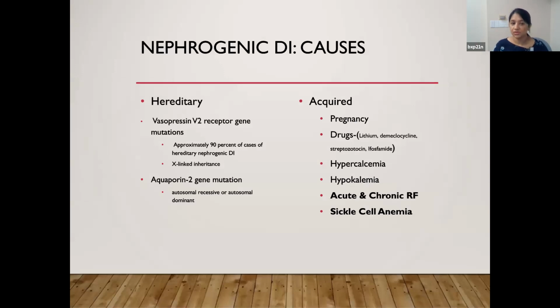So here, hereditary, you could have a V2 receptor gene mutation. Usually it's X-linked in almost 90% of the cases. Or you could have an aquaporin 2 gene mutation. So basically those V2 receptors would be inserted, right? So somewhere there's a defect, which could be autosomal recessive or autosomal dominant. And there are lots of acquired causes.